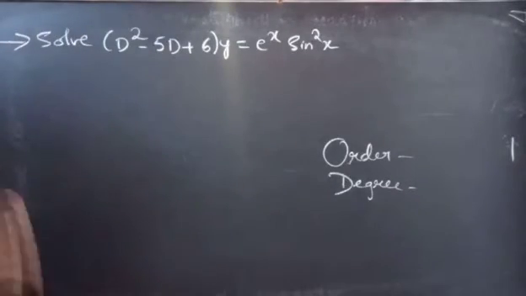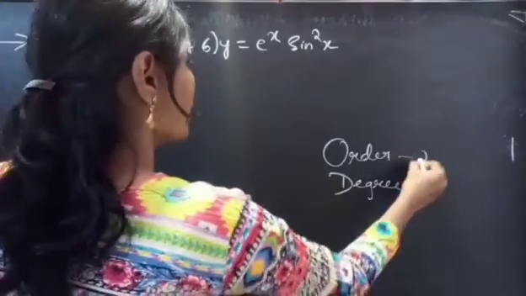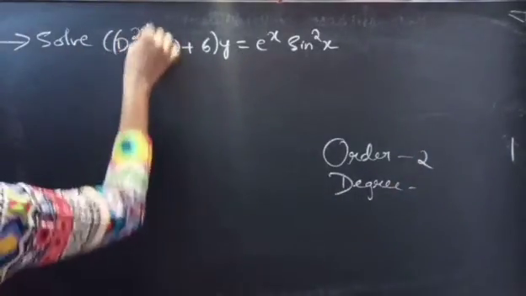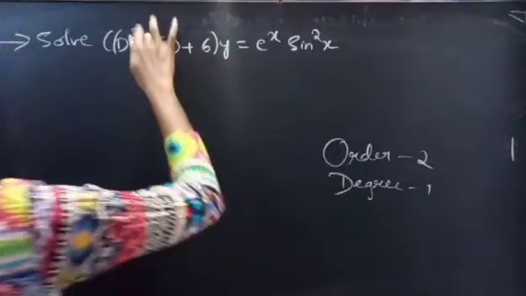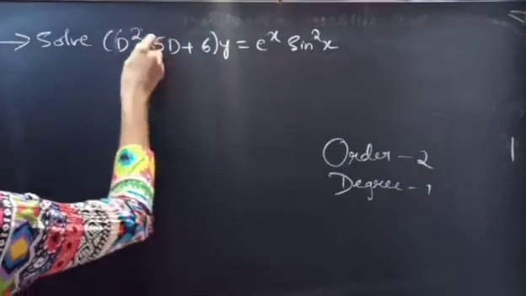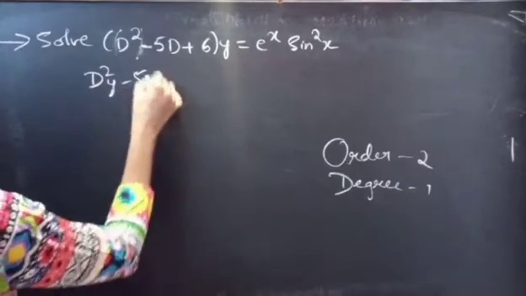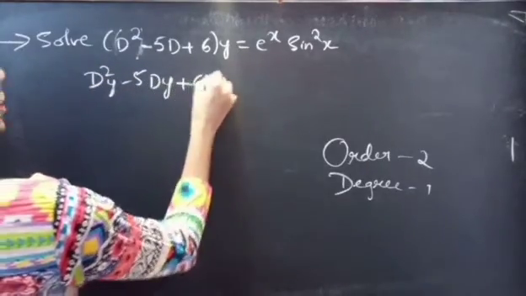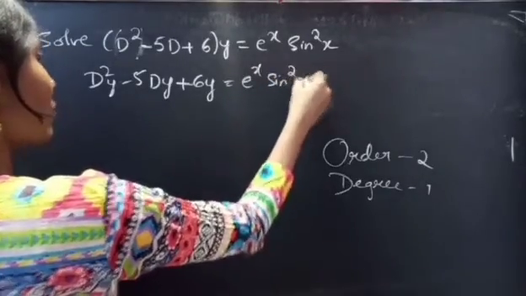Identify the highest derivative. Here D² is the highest derivative, so our order will be 2. And the highest power of the highest derivative is the degree. Degree is 1. Or just write the given differential equation as D²y − 5Dy + 6y = e^x sin²x.